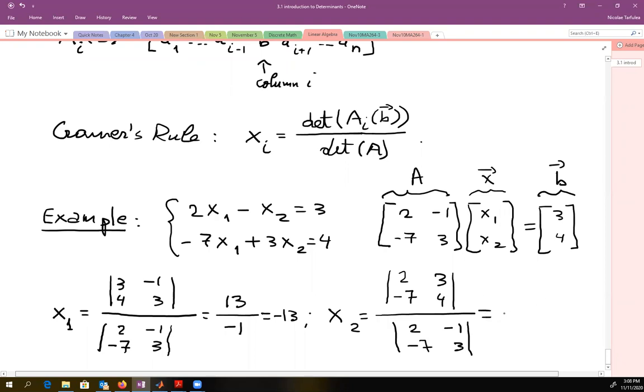Okay, so this was this then. It's 8 plus 21. All right, and here is negative 1 again. Okay, now let's verify this result.